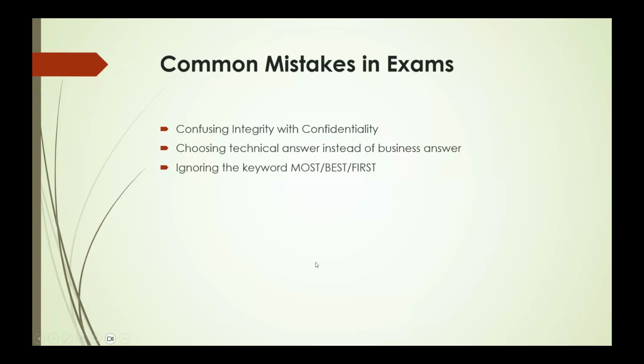The third common mistake is ignoring the keywords most, best, first. So read the question properly. These keywords completely change the answer. And finally, not reading the scenario. Sometimes one small word changes the entire meaning. So keep this in mind when you're answering the questions.